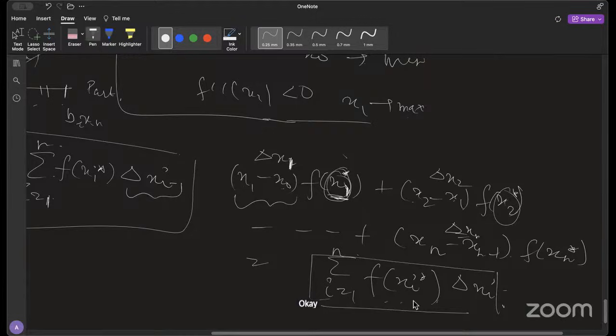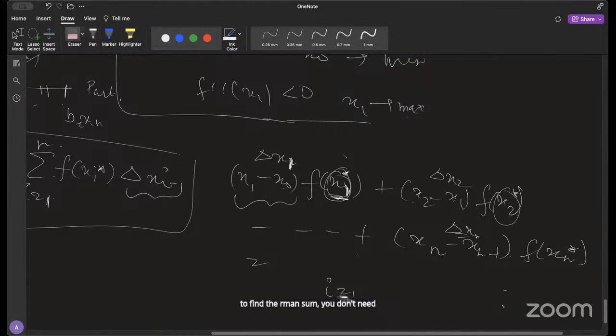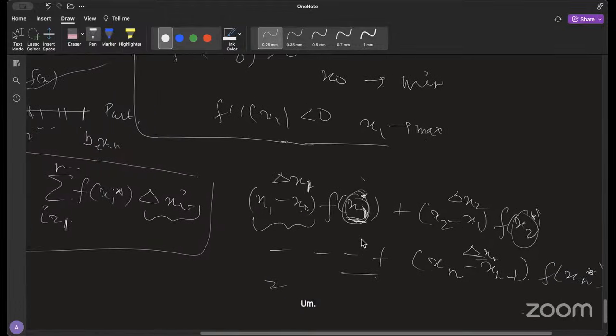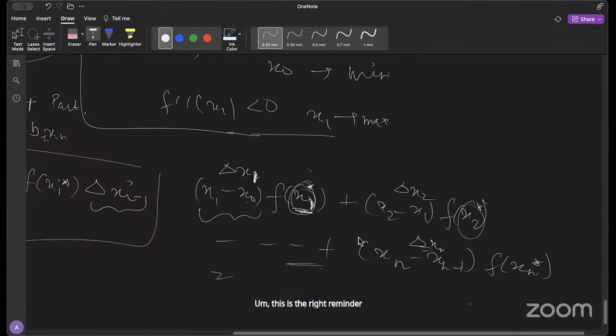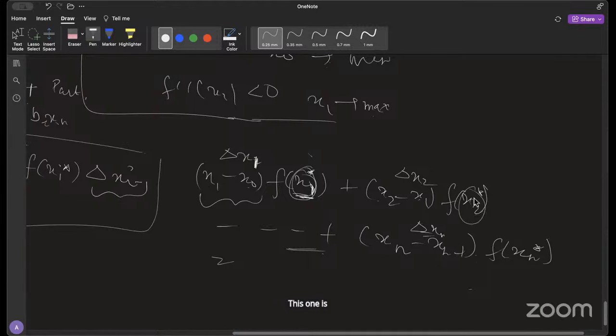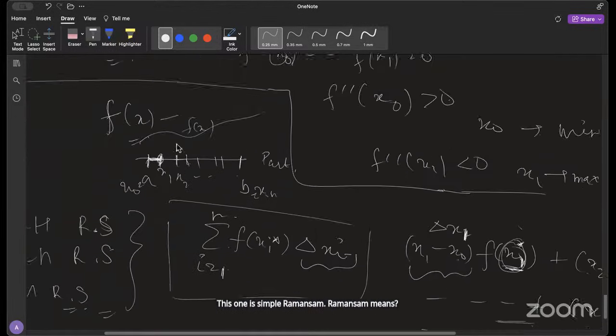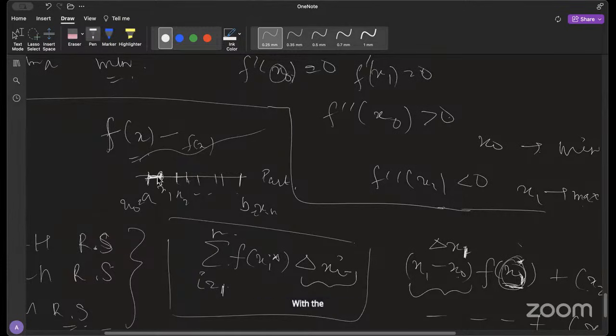Okay, this is the compact form, but to find the Riemann sum, you don't need the compact form. You need the simplified form, this form. This is the right Riemann sum, left one. This one is simple Riemann sum. Riemann sum means you multiply the length, this length, with the function's value at any point in this interval.